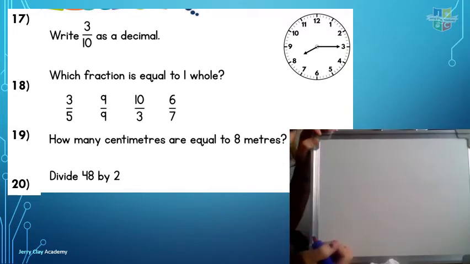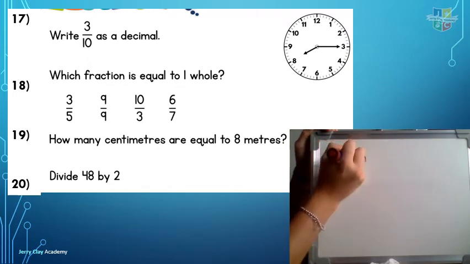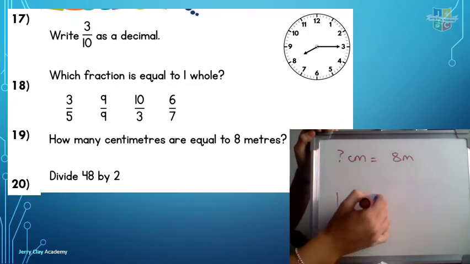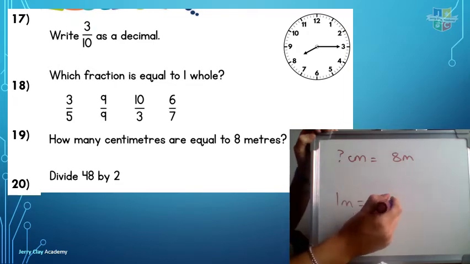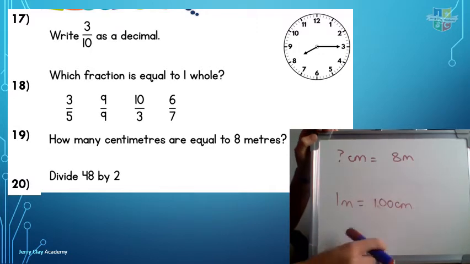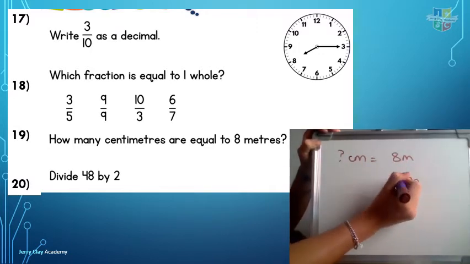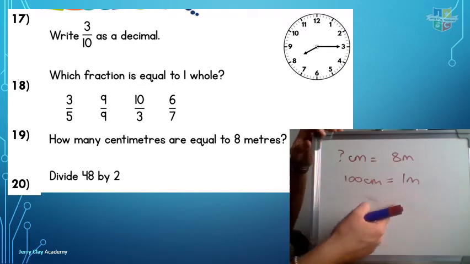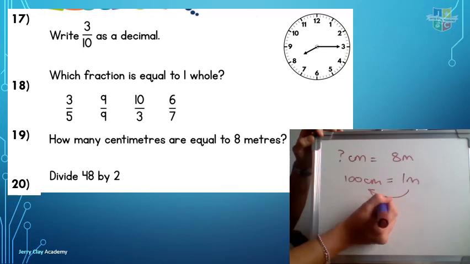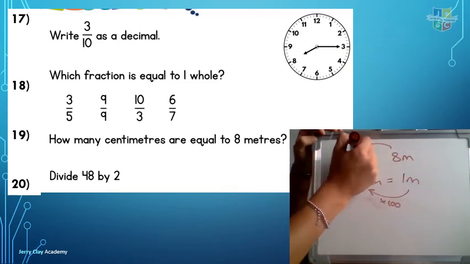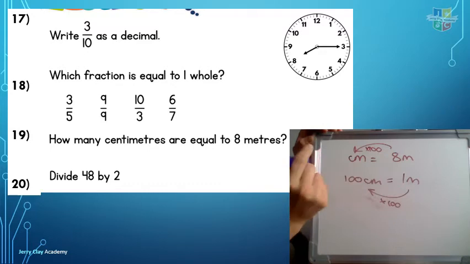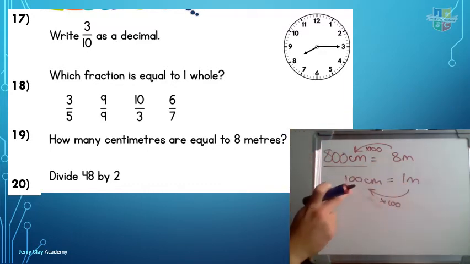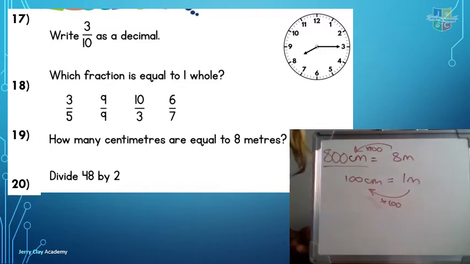Okay, so it says, well, how many centimetres are there in 8 metres? Now we know that 1 metre equals 100 centimetres. So in order to get from 1 metre to 100 centimetres, we times by 100. So if I times 8 by 100, your answer should be 800 centimetres, because in 1 metre there are 100, so in 8 metres there are 800.